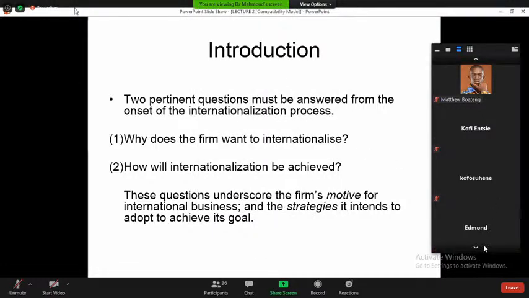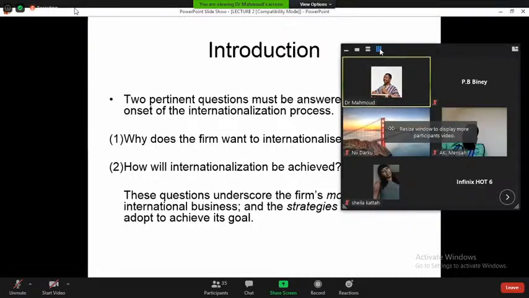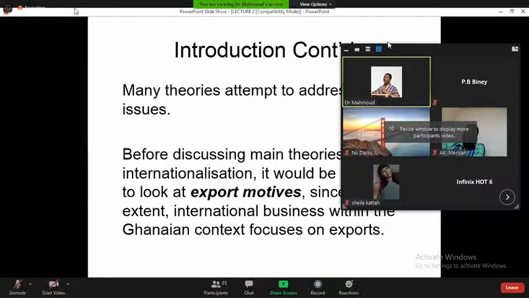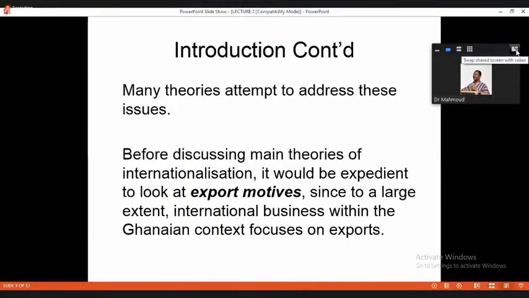So it's not a joke when you say you want to internationalize, you want to get into the international arena. There are many theories that attempt to address these issues. But before we do that, we are going to look at export motives. What motivates firms to export their products and services beyond our country? We are doing that because in Ghana, our internationalization process is mainly exporting.